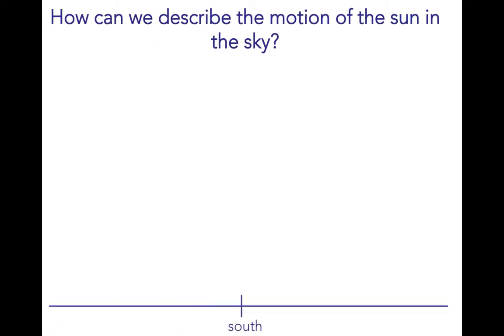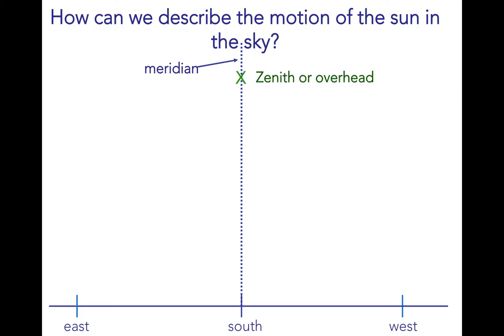Let's make a horizon from east to west, looking south. And we'll draw the meridian, which is an imaginary line that connects north and south, passing through the zenith.